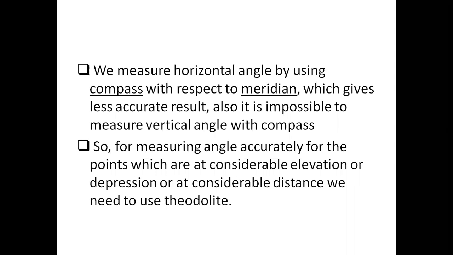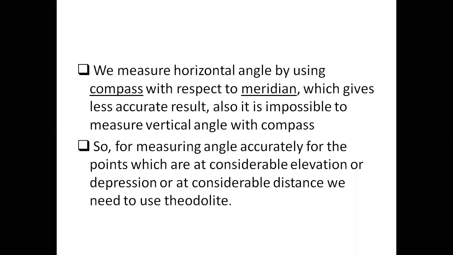For measuring the angle accurately for points which are at considerable elevation or depression or considerable distance, we need to use the theodolite. Means you can measure the height of a tower or anything by sitting at one location, fixing the theodolite and measuring the angle, and after some calculation you will get the height of any building, tower or mountain, whatever you want.